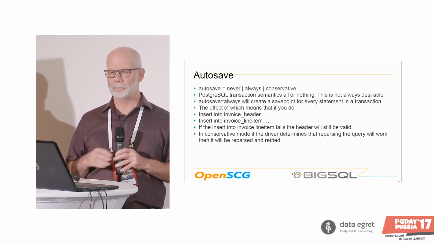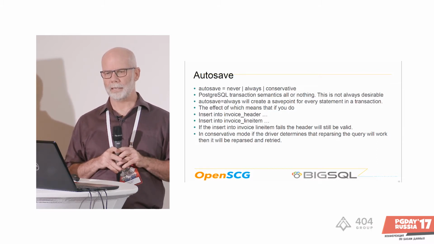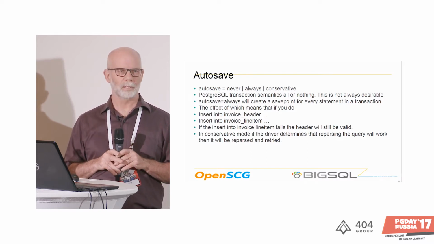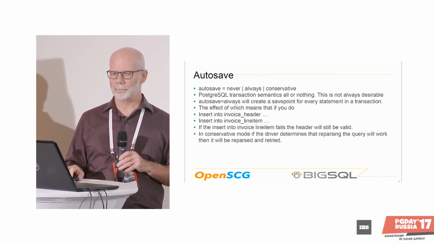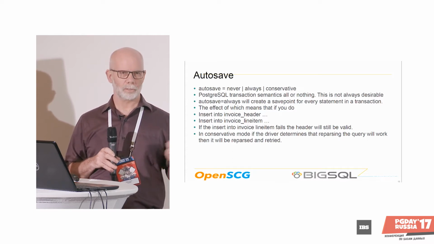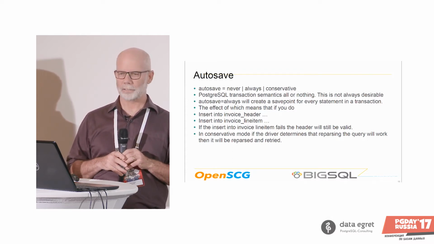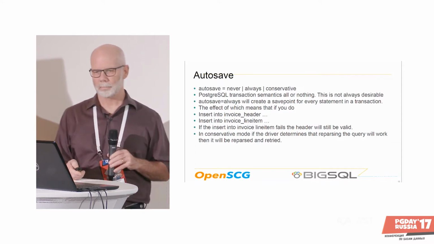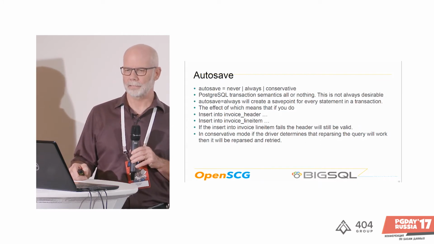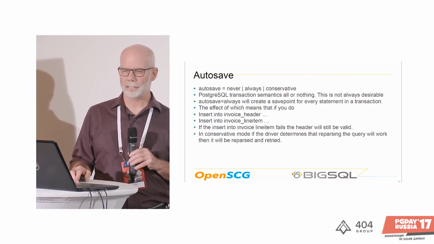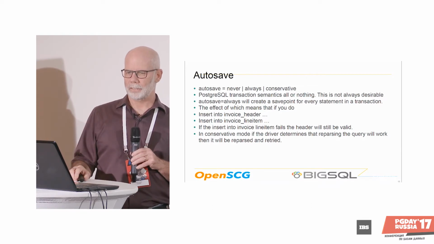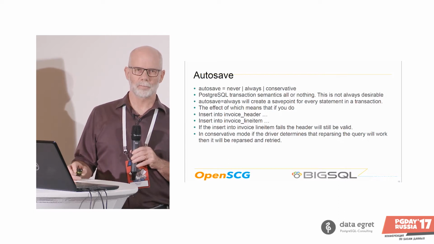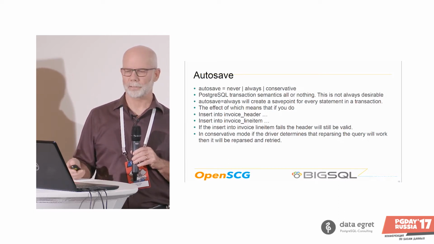So somebody added in the ability to have autosave=always, which means that we would create a savepoint for each transaction, and if one of the transactions failed, the first one would still persist. So in this case, if you inserted into invoice header, inserted into invoice line item in the same transaction, if the invoice line item failed, the header would still be in the database, which is a little different than Postgres normal transactions.